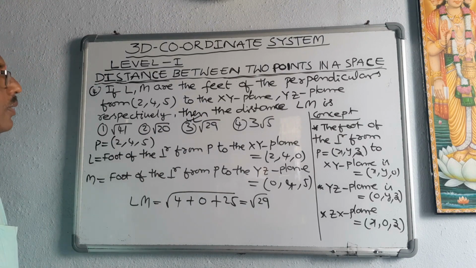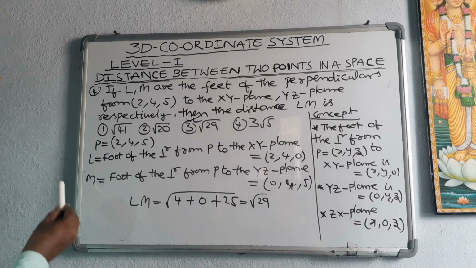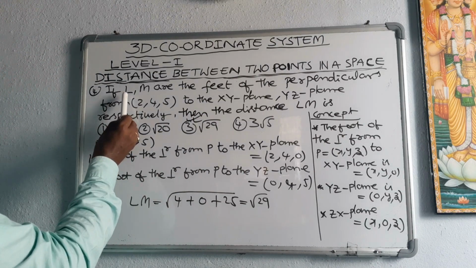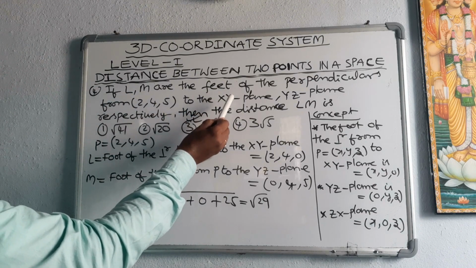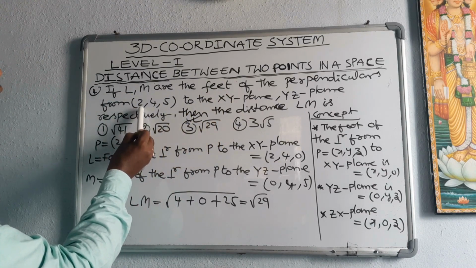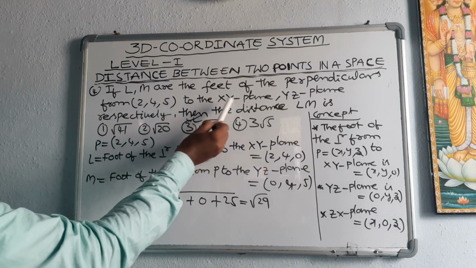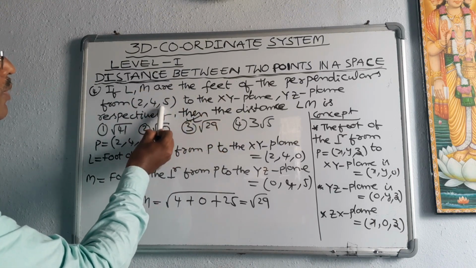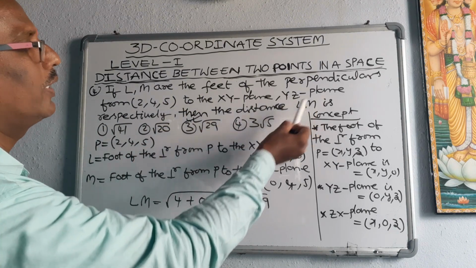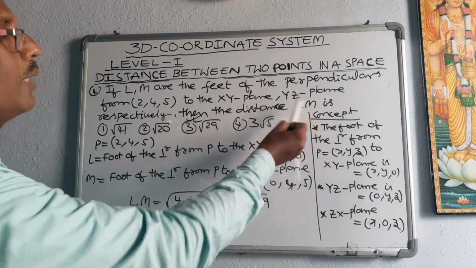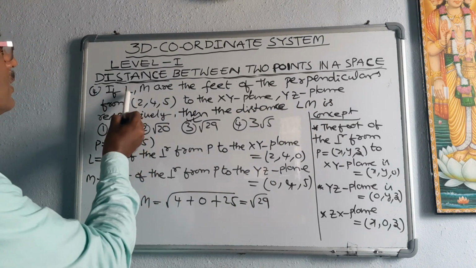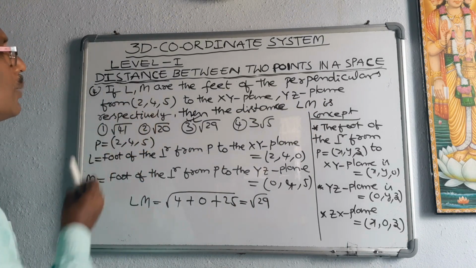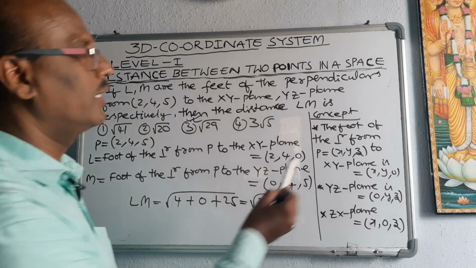Again explaining the problem. Here the question: L is the foot of the perpendicular from P (2, 4, 5) to the xy plane, and M is the foot of the perpendicular from P (2, 4, 5) to the yz plane. To find the LM length, first find the L coordinates and M coordinates. Here one concept is there.